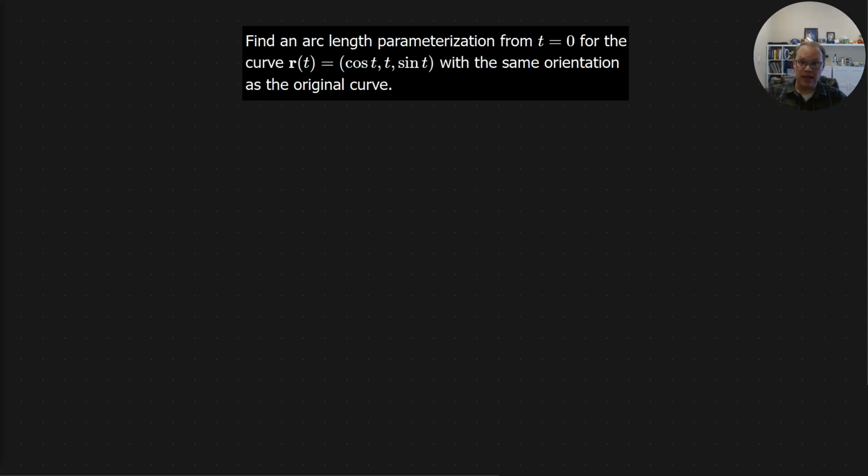Let's take a look at an example. Here we want to find the arc length parameterization starting from t equals 0 for this curve. And we want to have the same orientation as the original curve. That means if we're looking at a curve and we're starting from here, we want to measure our arc length from here also. So we're going to measure our arc length from this side, not from this side.